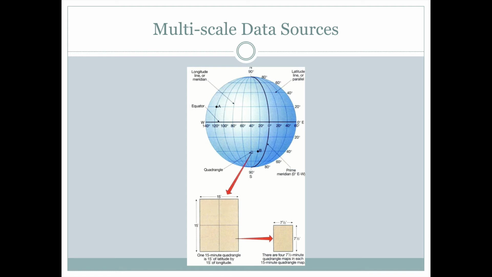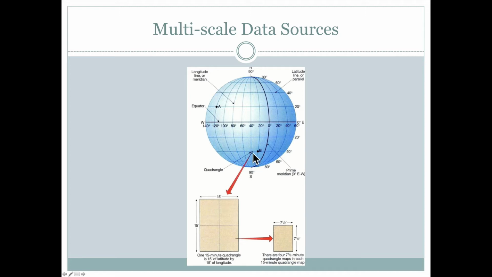So let's look at two different multi-scale data sources and see how they think about organizing their data. The United States Geological Survey organizes their data by quadrangles. When we're talking about quadrangles, this shows the entire globe here. And as we can see, of course, the latitude and longitude are changing by degrees. So each time we move from 0 to 20 degrees here, we're going through 20 degrees of longitude as we move across here, and moving from here to here, we're moving through 20 degrees of latitude.